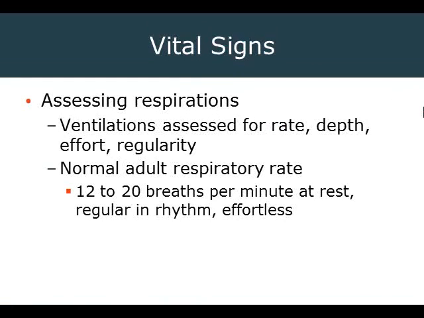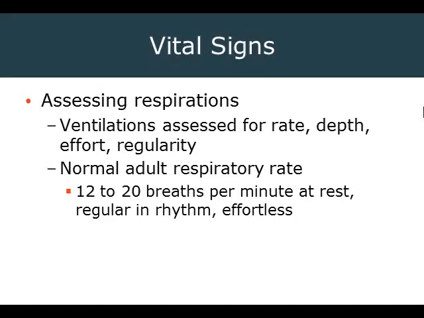All right, so to continue our discussion on the assessment of respirations. The ventilations are assessed for not only their rate, but their depth, their effort, and their regularity. Just like when we talked about the pulse, it is not strictly the number. The number doesn't tell it all. The number itself is a way to quantify the rate of ventilation or pulse, either one.